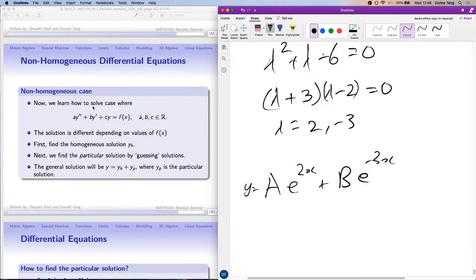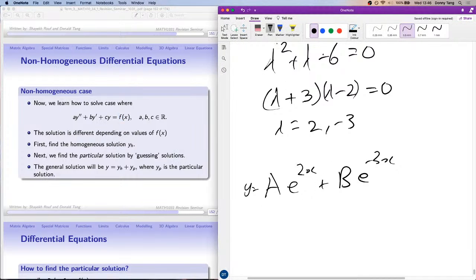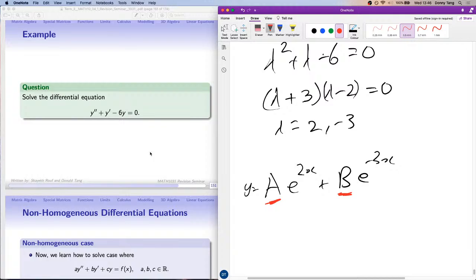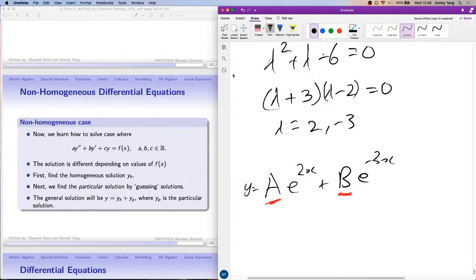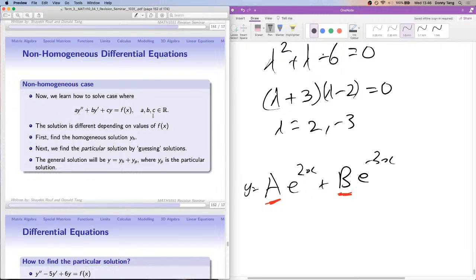All right. Now we have to solve the case where the right-hand side is non-homogeneous. By the way, if you have 2 initial conditions, you'll be able to find out what a and b are. In this case, we don't, but they will give you them sometimes. So now we learn how to solve cases where there is an f(x) on the right-hand side, and the solution is different depending on the values of f(x). First, you must find the homogeneous solution, and then you find the particular solution by guessing solutions, and then you add them together, and that's your final solution. So it's going to be a homogeneous solution plus your particular solution.